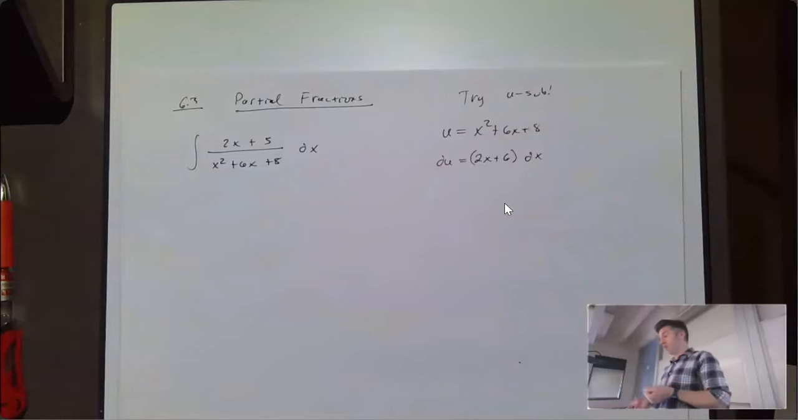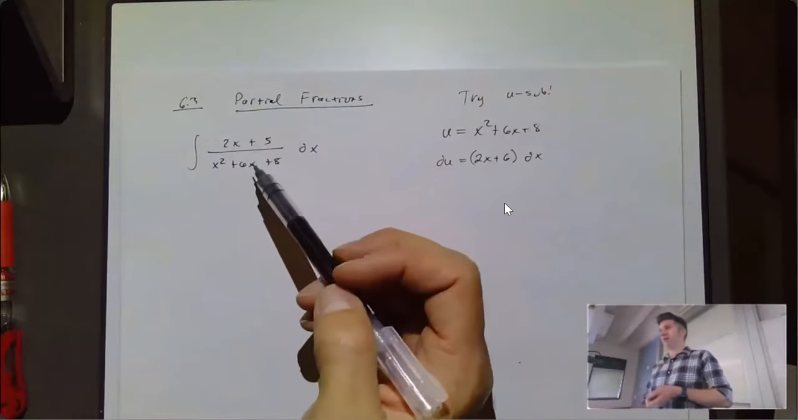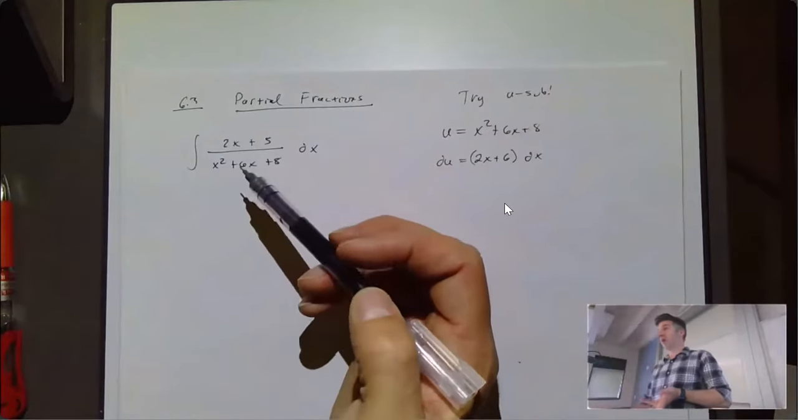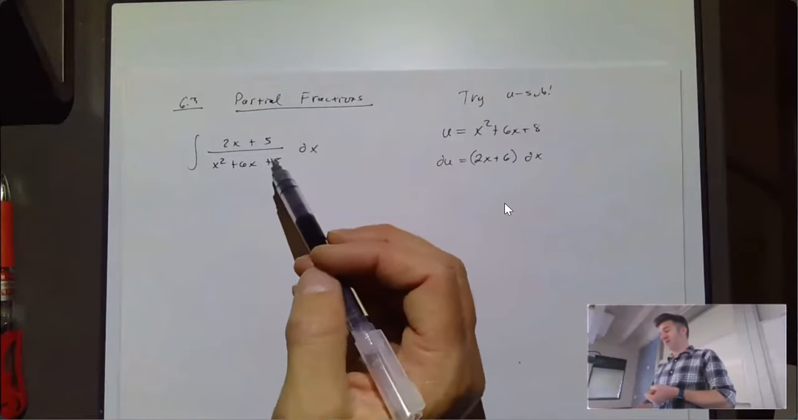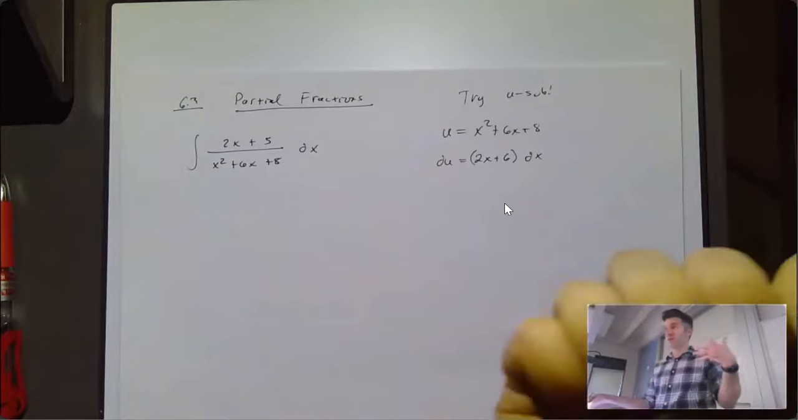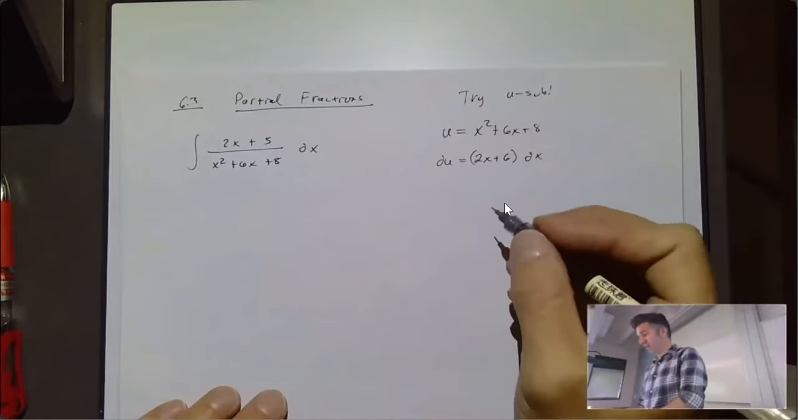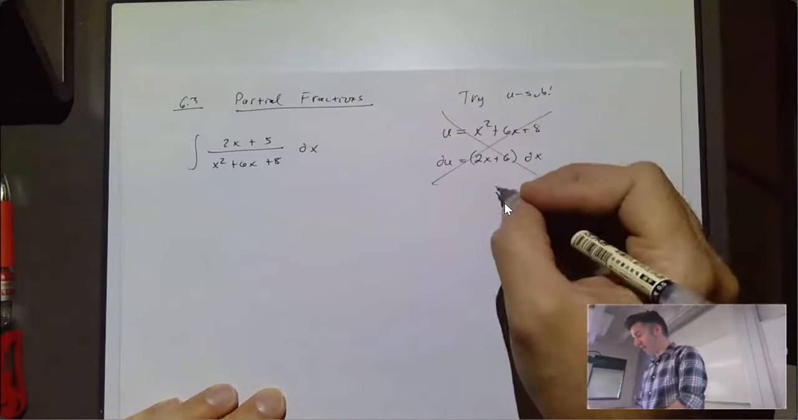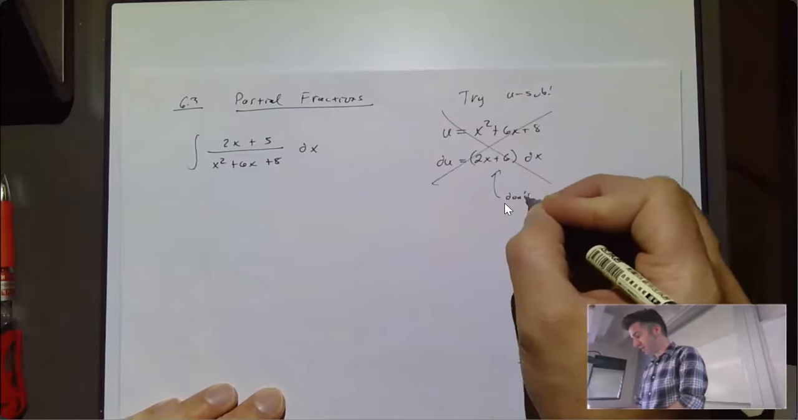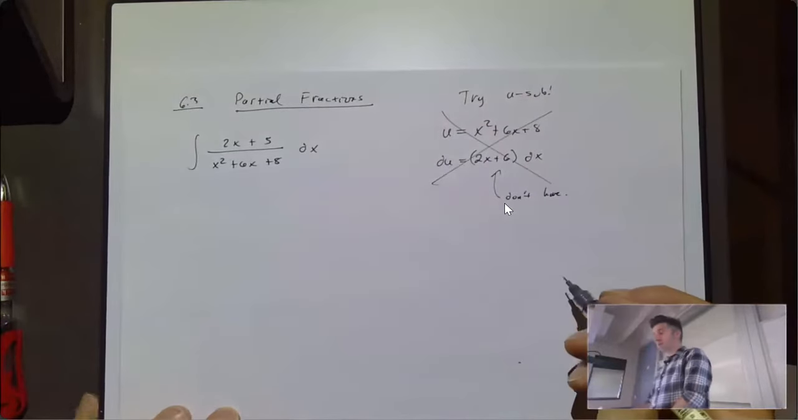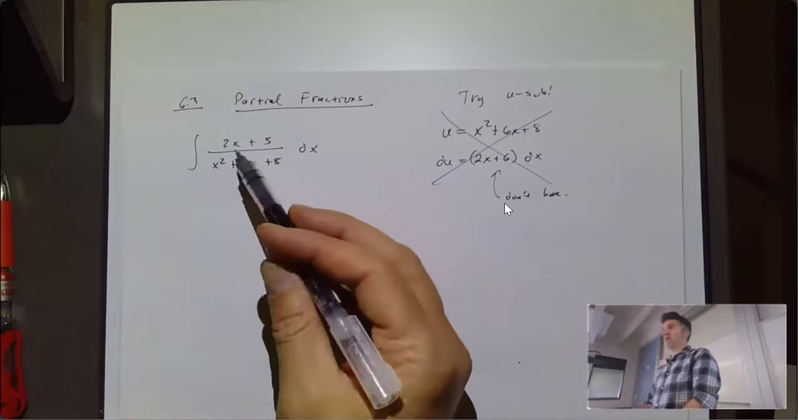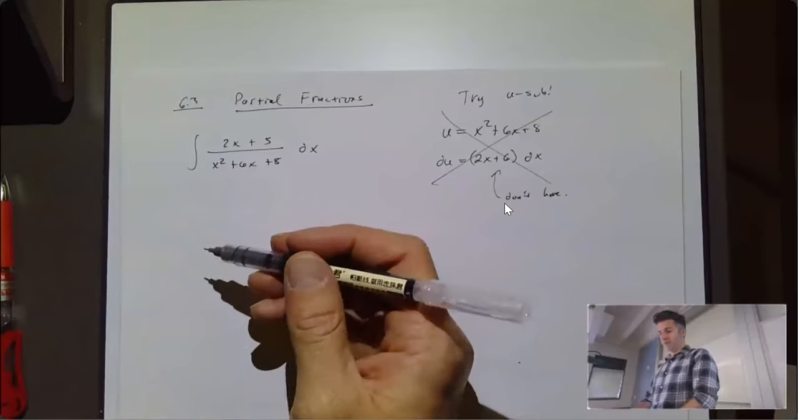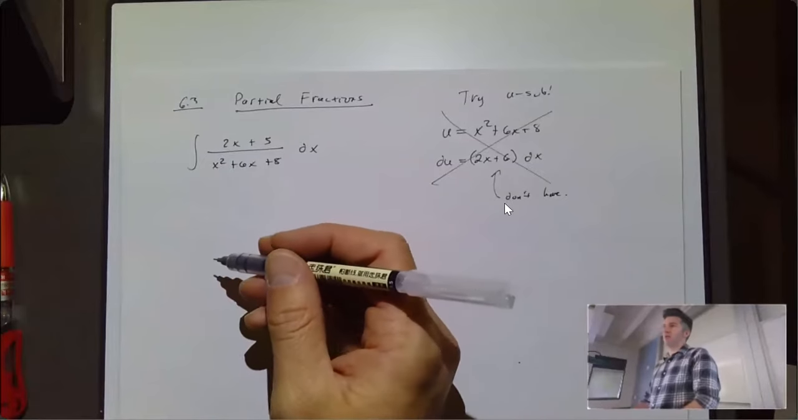And there's really no way of making this 2x plus 5 into a 2x plus 6 in a meaningful way. Like I could add 1 and subtract 1, but then I'd have 2x plus 6 over myself and then minus 1 over the stuff. And so I'd still have to deal with this fraction. So this doesn't really work. I don't have a 2x plus 6 times dx. So what we're going to do instead is break this fraction up into fractions with smaller denominators, for lack of a better word.